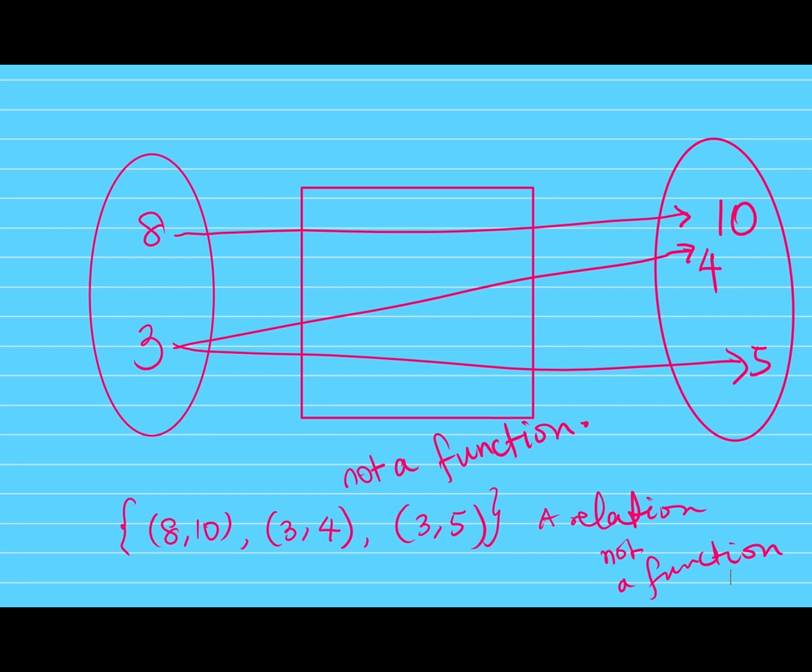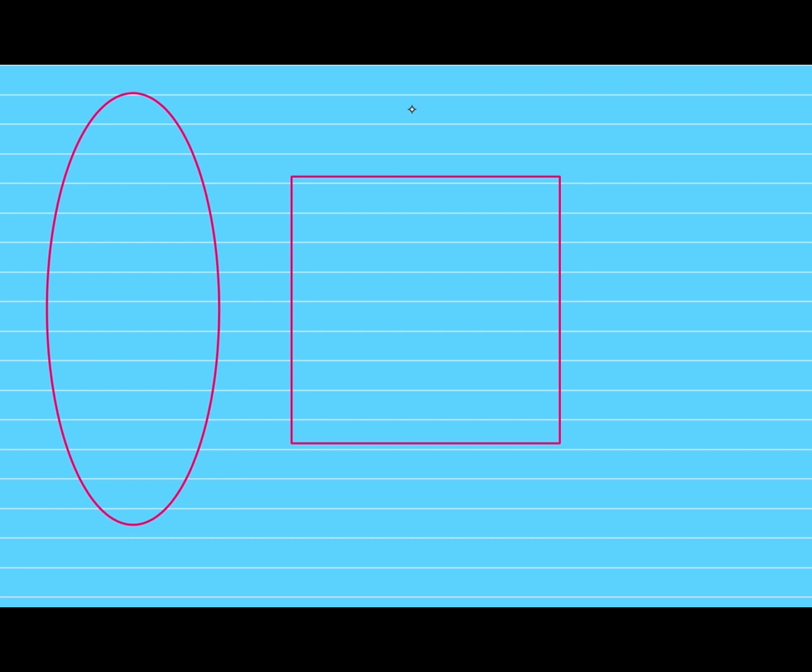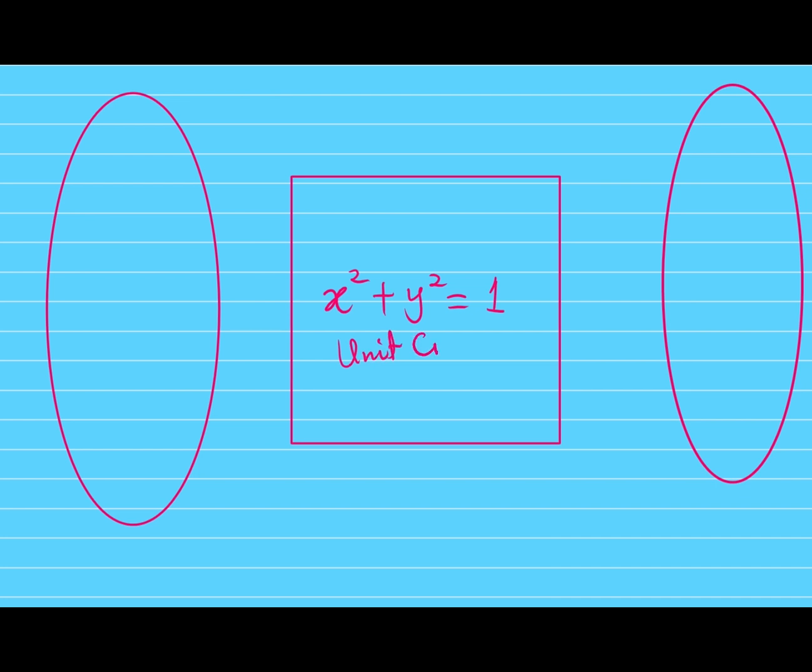Right, so let's take proper examples now. For the very first example, we want to see an example of an engine that is not a function. So let's say this is my engine, and these are my inputs, and here are my outputs. As my engine, I would consider x squared plus y squared equals 1. This equation is the equation of a unit circle. A unit circle has a radius of 1.